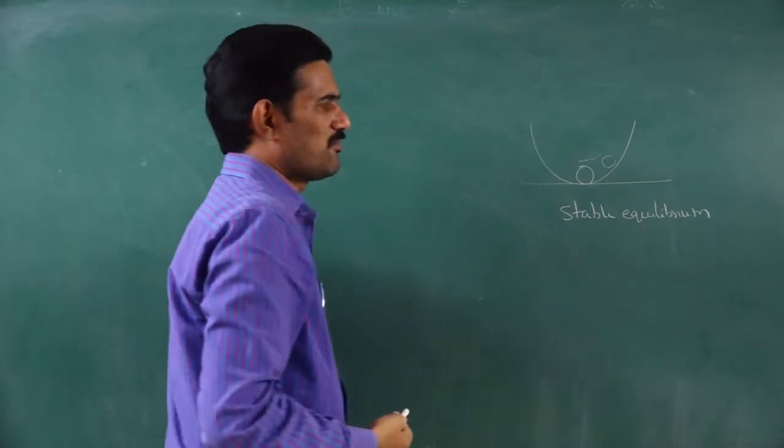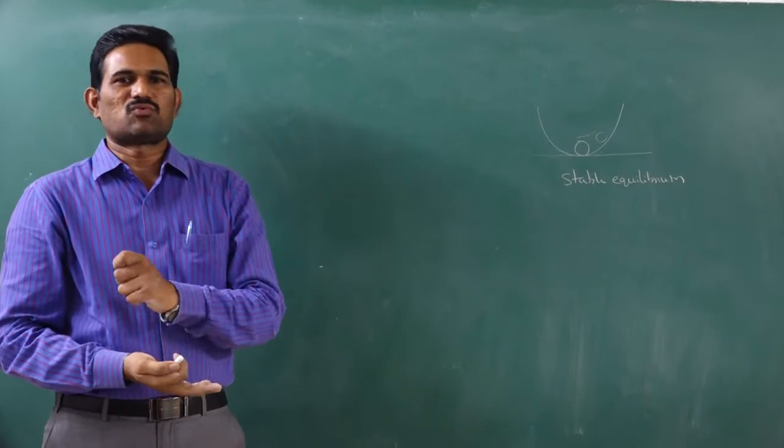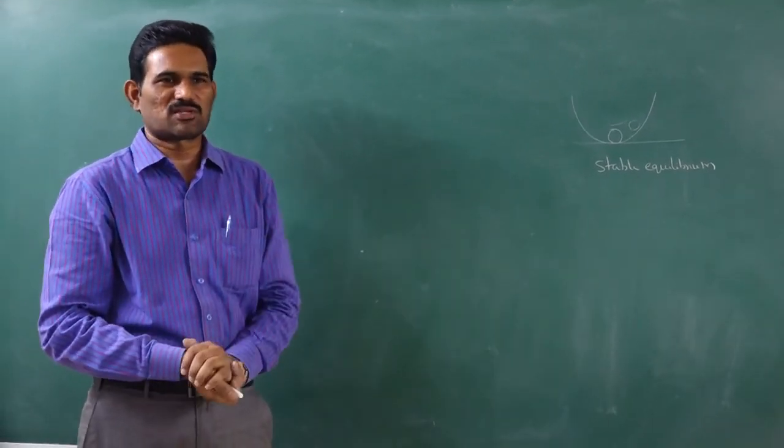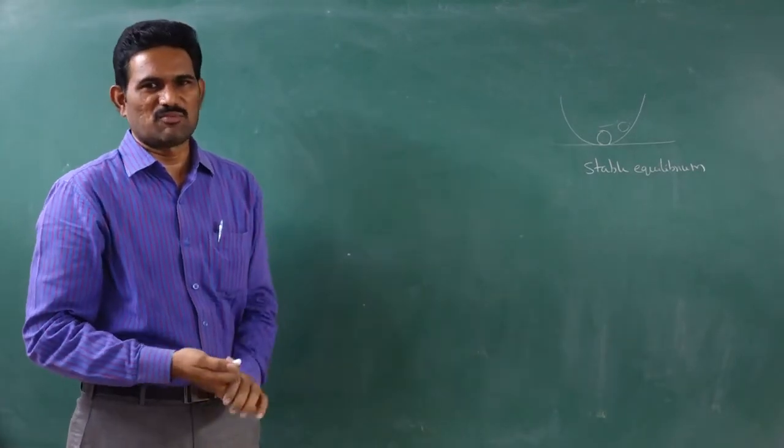So stable equilibrium means if you displace the body away from the equilibrium position and it comes back towards that position, then it is said to be in stable equilibrium. In stable equilibrium, the potential energy of the system will be minimum.